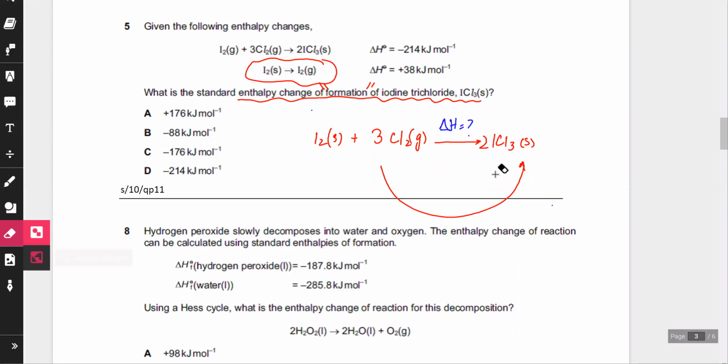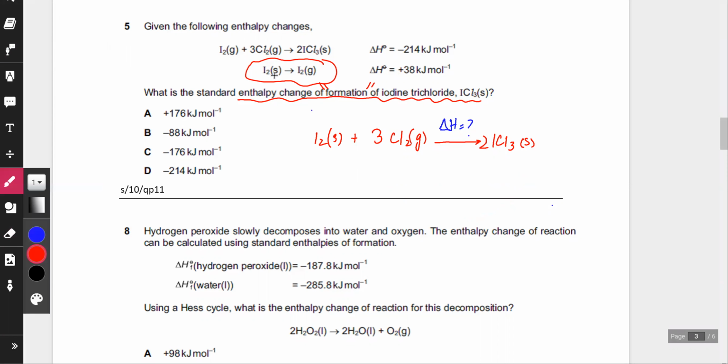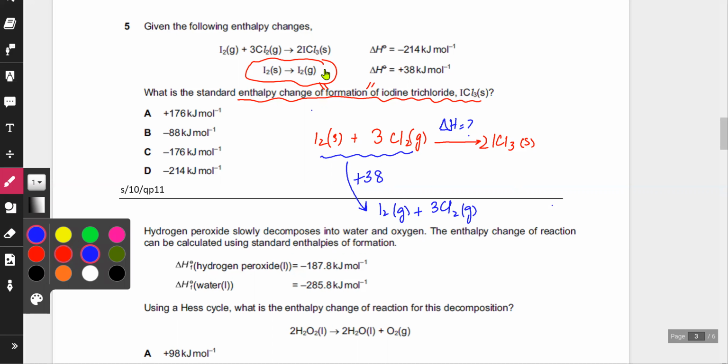So you write out the other equation. I mean, there's one equation over here where I2 solid is getting converted into I2 gas, right? So convert I2 solid to I2 gas. Keep the Cl2 as it is. Is this clear? Yeah, I did that. Okay, so that's plus 38, right? And then you're just left with one path, which is this one.